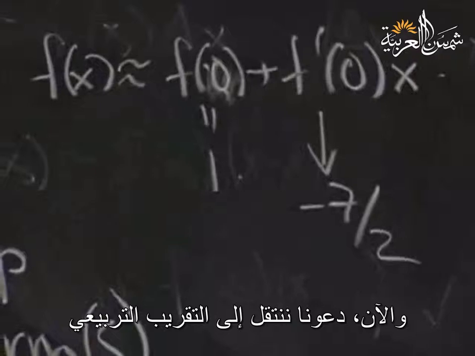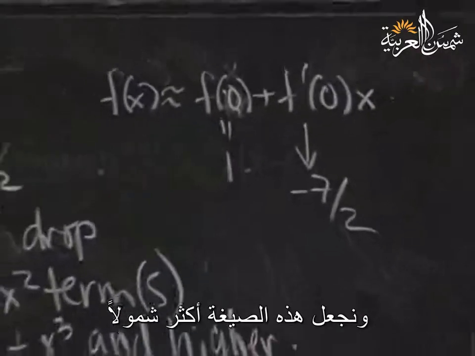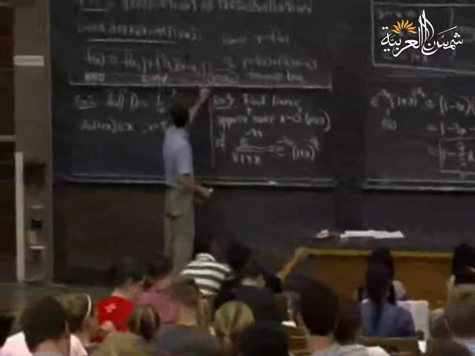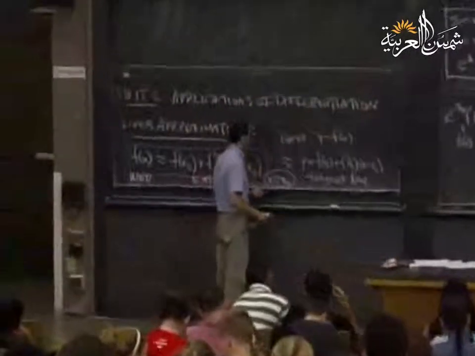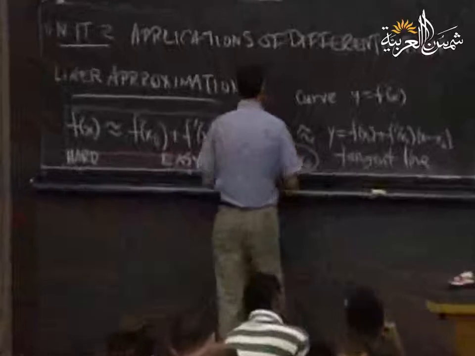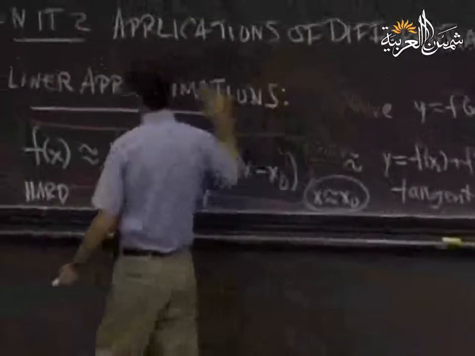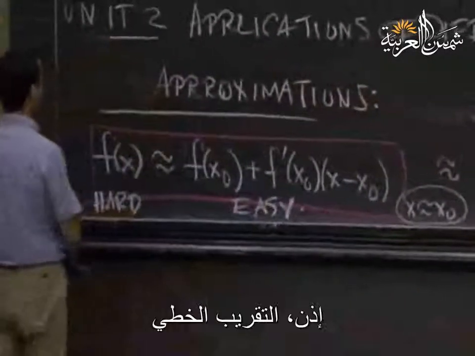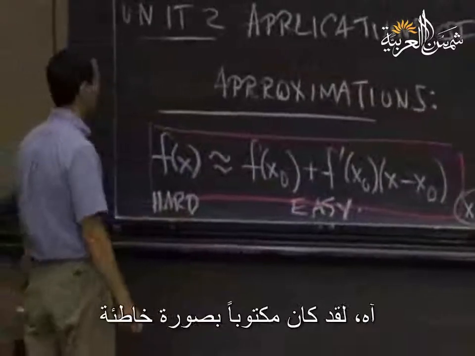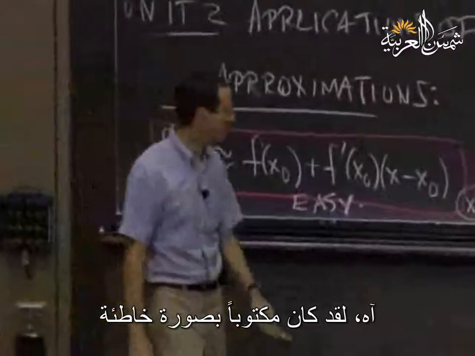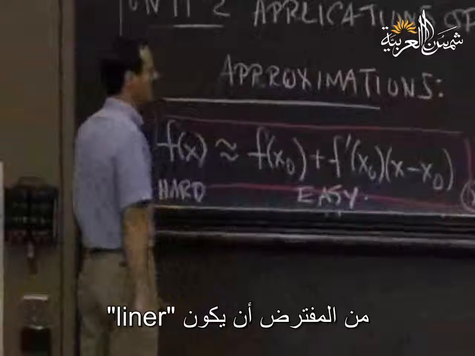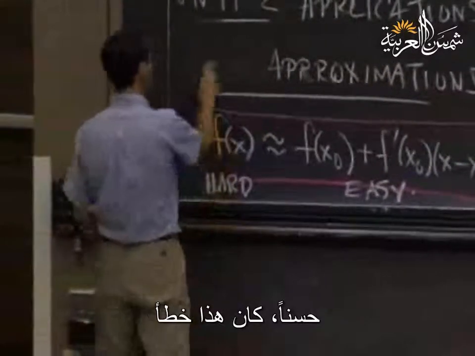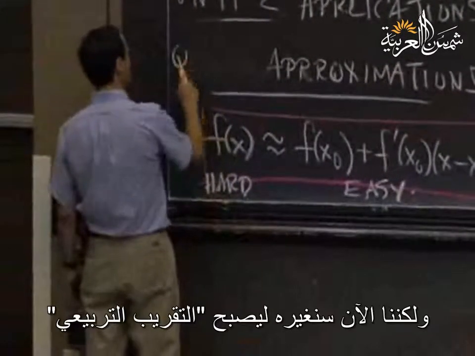All right, so now I want to go on to quadratic approximation, and now we're going to elaborate on this formula. So, linear approximation, huh? Well, that should have been linear approximation. Oh, that's interesting. Okay, so that was wrong. But now we're going to change it to quadratic.